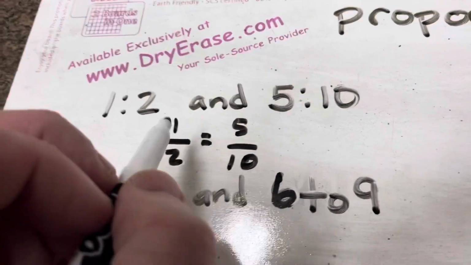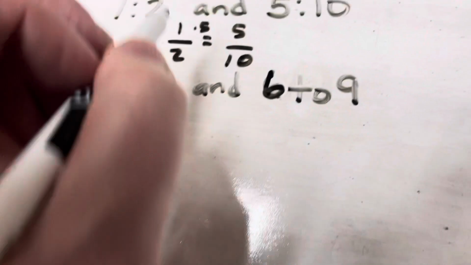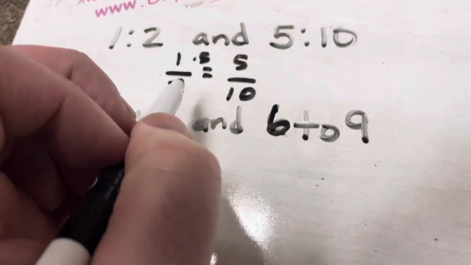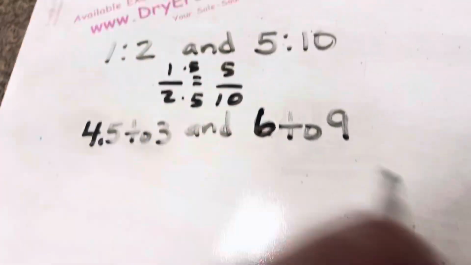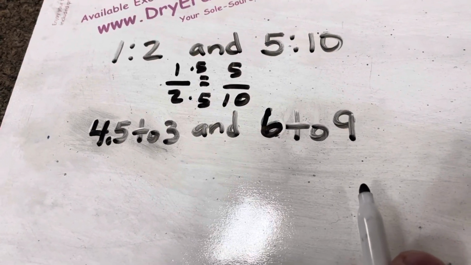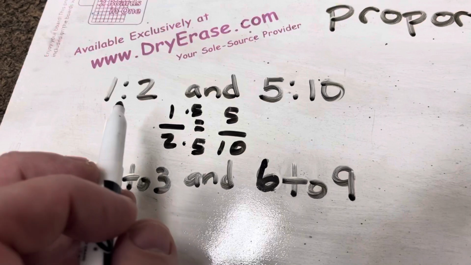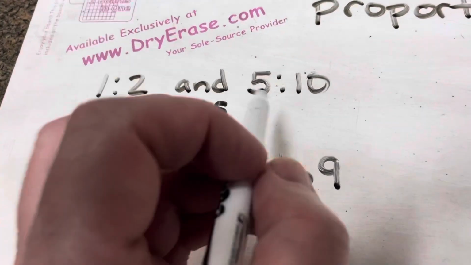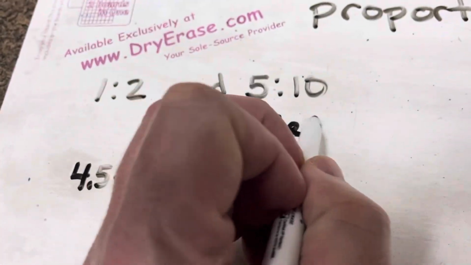Well, we can see we did 1 times 5 to get 5, and it would be 2 times 5 to get 10. So we did the same thing for both the numerator and the denominator, which means that 1 to 2 and 5 to 10 are equivalent. So this would be a yes.